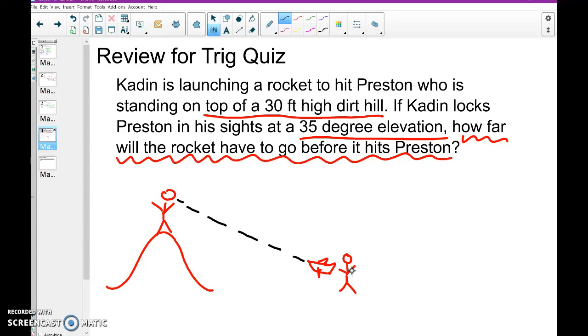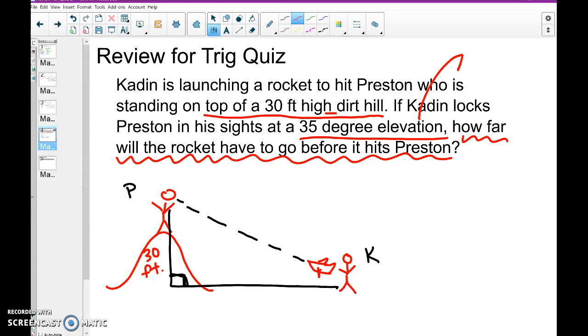Okay, so we've got the rocket, and I'm going to label this P for Preston and K for Caden, just so I know who's who. So Caden's got him locked in his sights, and this is kind of where our triangle comes in. If you were getting kind of stuck on figuring out where the triangle is, that's where the triangle is at. He's up on the higher top of the hill, so he's at the top of the triangle, and it kind of makes this little right triangle there. Hopefully the 30 is pretty easy to place. The hill is 30 feet tall, so that's the vertical rise. Now be careful with your angle of elevation.